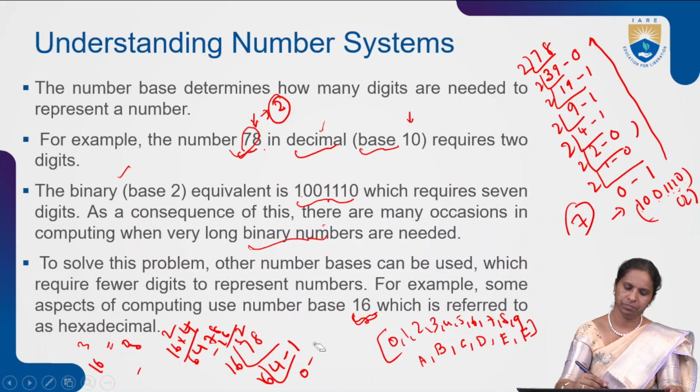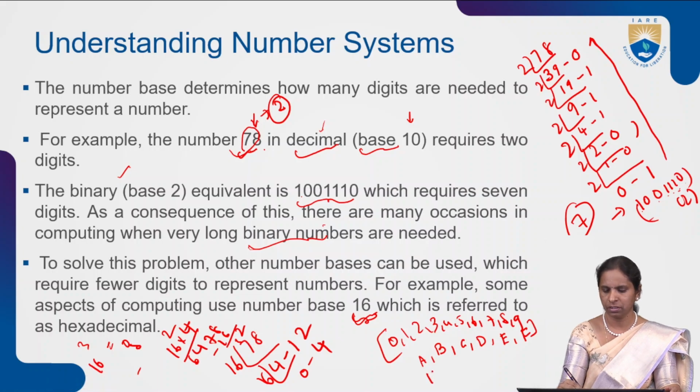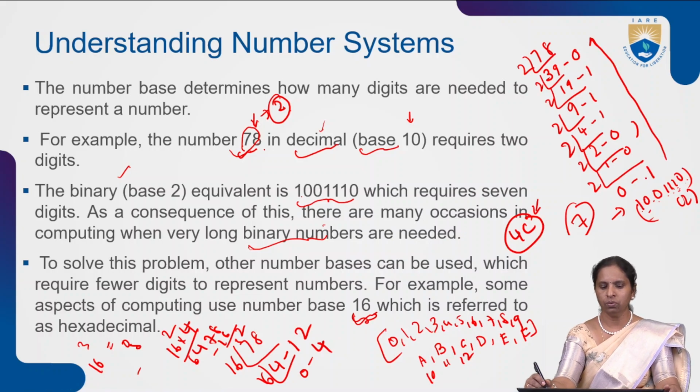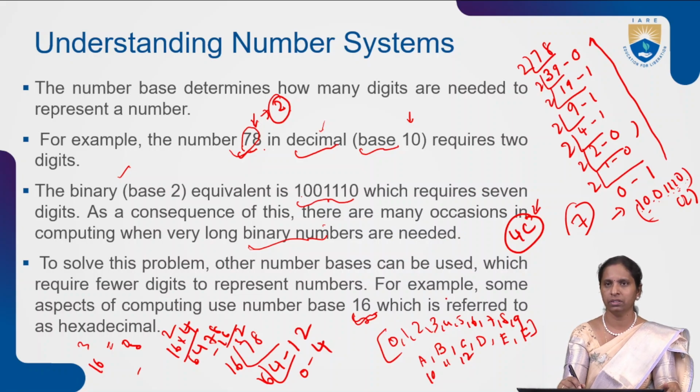Okay, here 12, and here 4. What is 12 here? This is 10, 11, 12. 12 is nothing but C. So 4C. It means the same number 78 in decimal is 4C in hexadecimal, and in binary it is 1001110. Therefore, to avoid the problem of numbers requiring more digits, we use other number-based systems like the hexadecimal system.